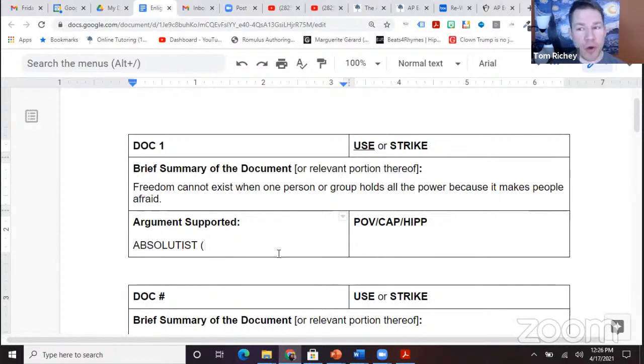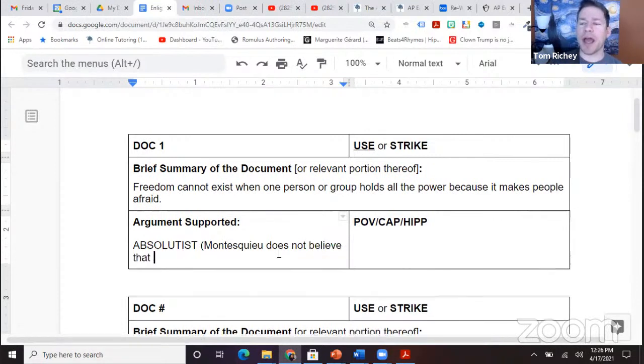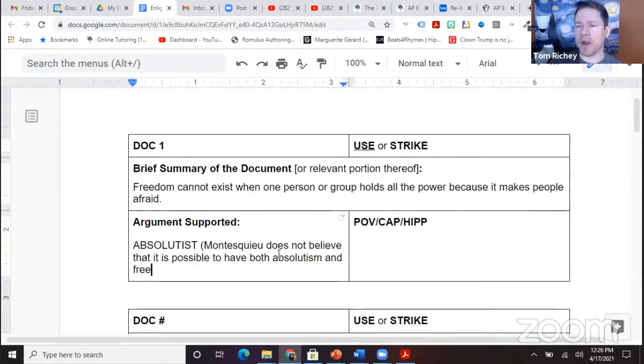Okay, so basically, Montesquieu does not believe, and you don't have to write all of this, I'm kind of showing you my thought process here, Montesquieu does not believe that it is possible to have both absolutism and freedom.